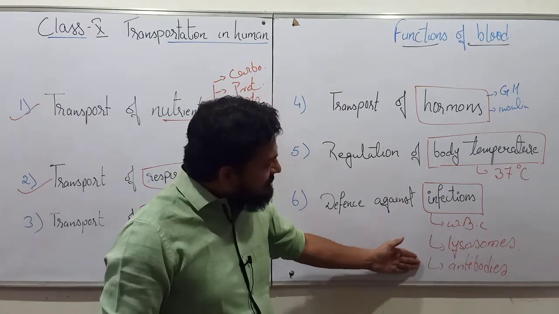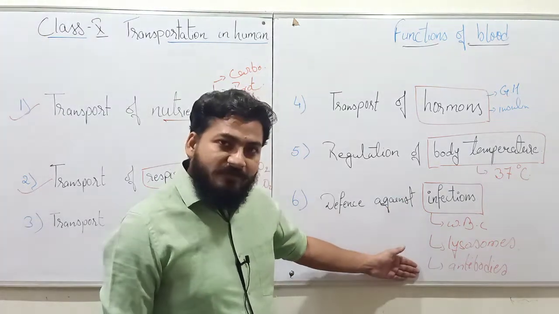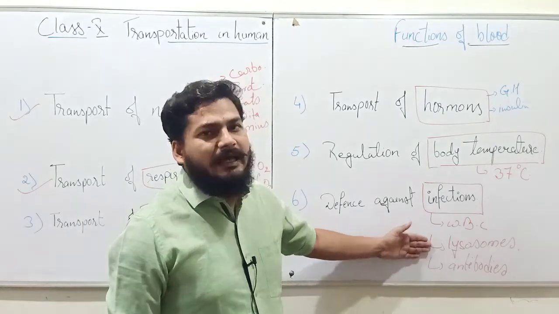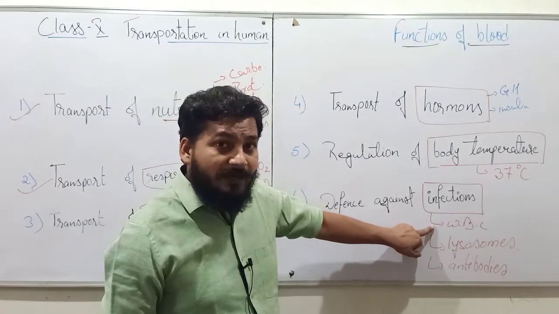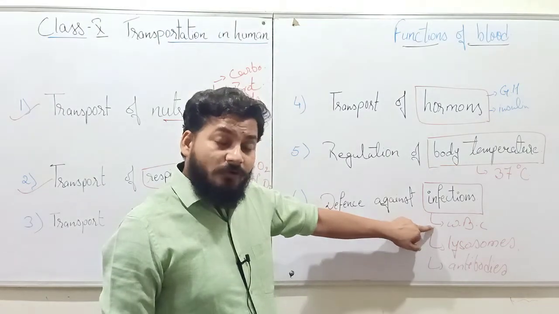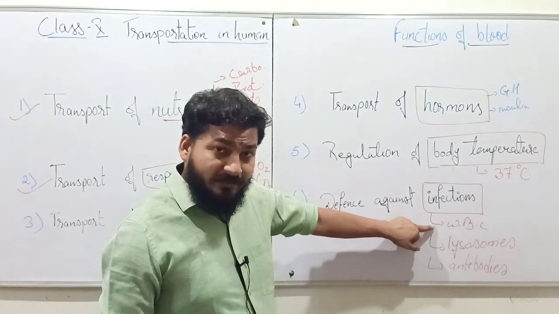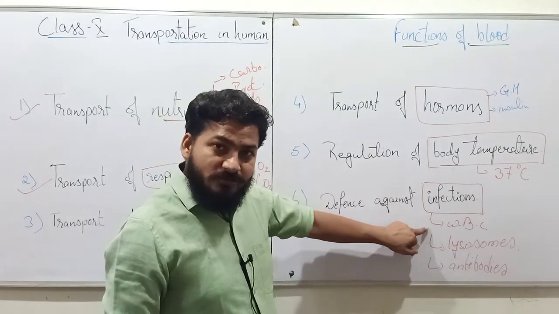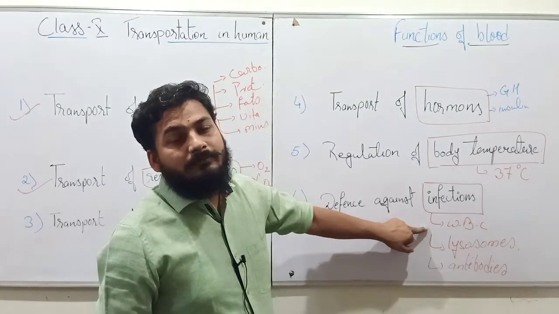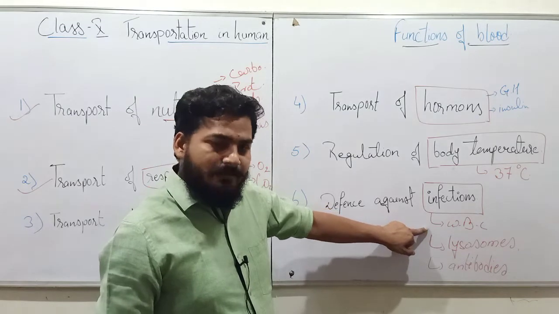So all these three can flow in the body only with the help of blood. WBC, though it is a component of blood, flows throughout the body. In case of infection, when WBC is activated, it flows throughout the body through the blood system only.